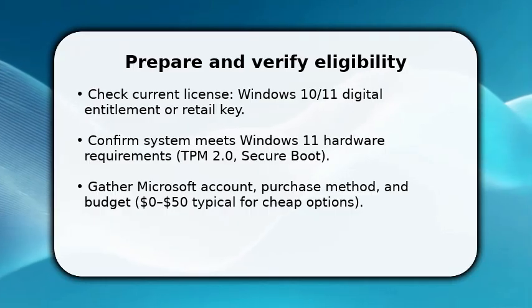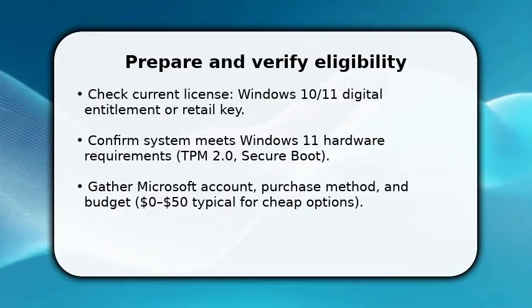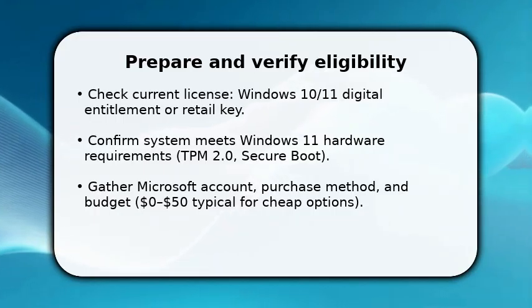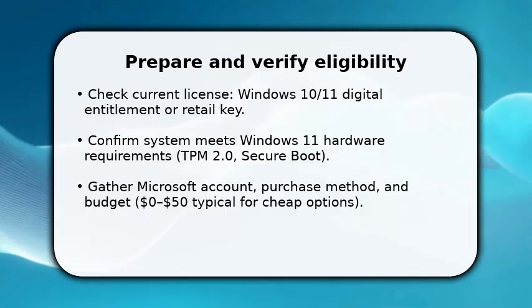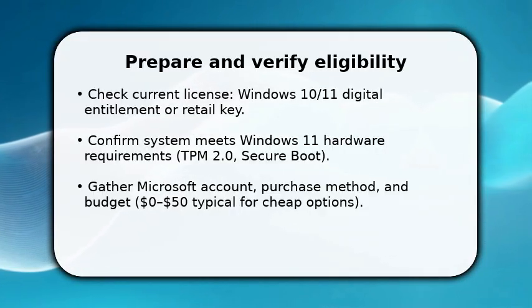You start by confirming eligibility. Check if you already have a Windows 10 digital entitlement or retail key linked to your Microsoft account. Once done, verify hardware requirements like TPM 2.0 and Secure Boot so activation won't fail later. Make sure you have a Microsoft account and decide a budget.